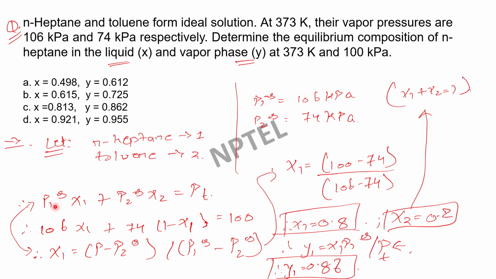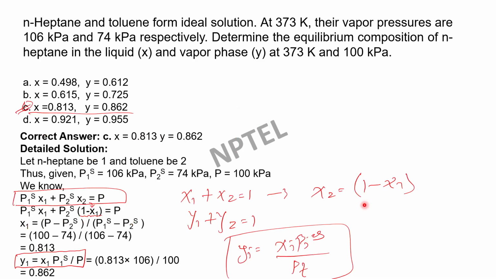PT is equal to x1 p1 sat plus x2 p2 sat. Use x1 plus x2 equal to 1, because the total mole fraction has to be 1, that is 100%. So if x1 and x2 are not given, we write x2 in terms of x1 and use this equation to find the value of x1. Once x1 is known, use Raoult's law, yi equals xi pi sat by PT, for component 1, replacing i by 1, and find the value of y1. Okay, so now we move on to the next question.